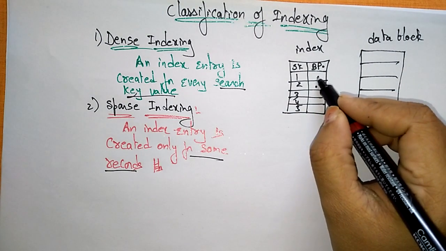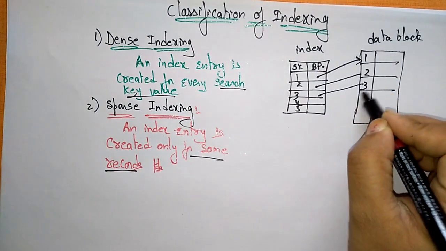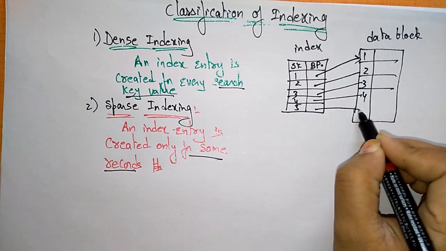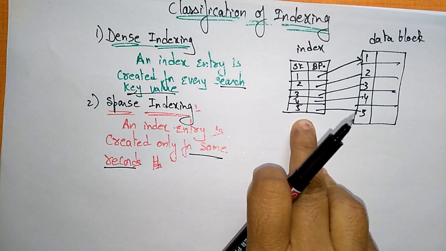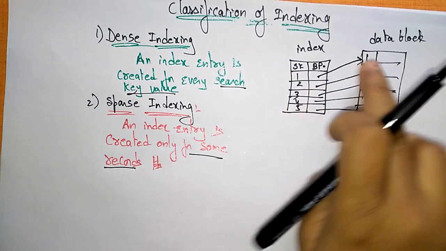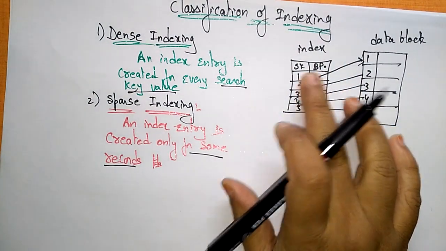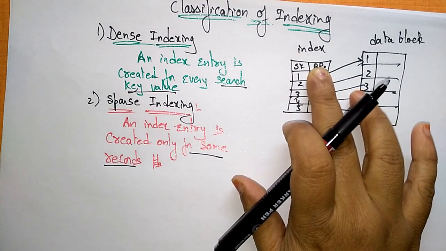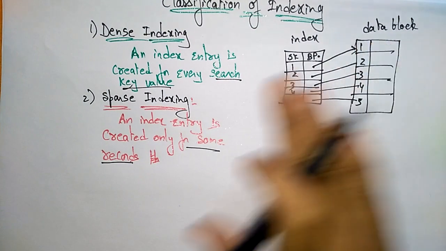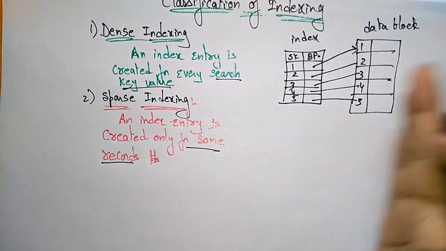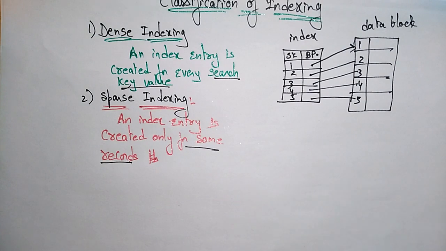So it goes to each and every record: 1, 2, 3, 4, 5. An index entry is created for every search key value, so for every search key value a particular index entry is created, one to one. Every block pointer is pointing to the first record in the data block. So here it is searching each and every block in the disk.